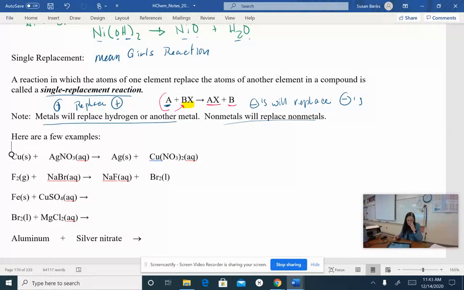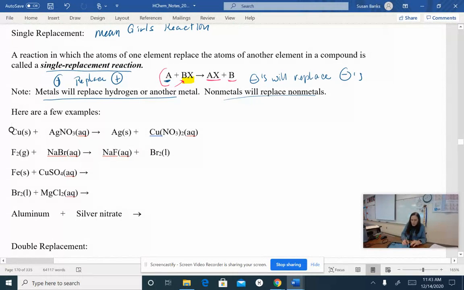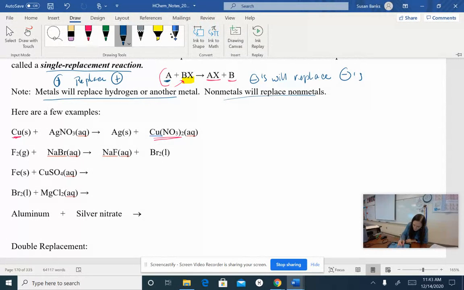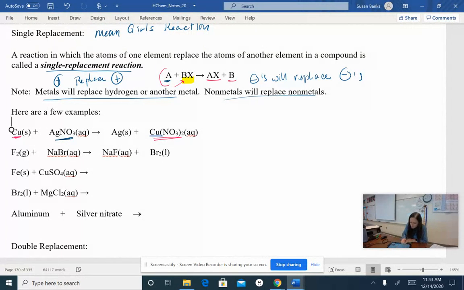Okay? So here are a few examples. We have copper reacting with silver nitrate, and in the end we get silver and copper nitrate. Okay? So notice that copper is off by itself right here, but over here it's with the nitrate. And silver on this side is with the nitrate, and here it's off by itself. So silver and copper really just switch places.